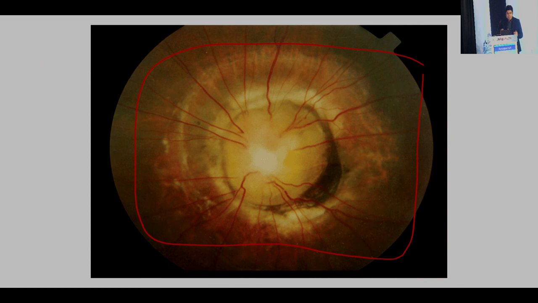Once again, another very, very common retinal feature. This is unmistakably morning glory syndrome, a funnel-shaped excavation of the disc with spoke-like vessels extending from the disc to the periphery with a central glial tuft.